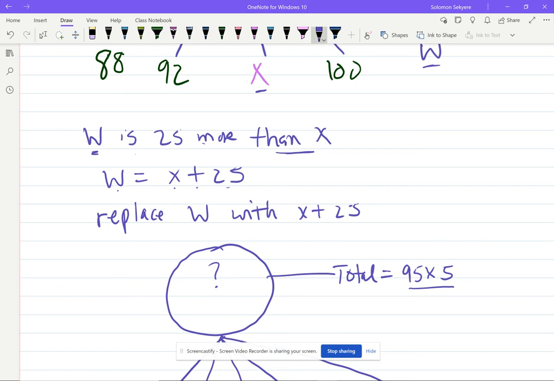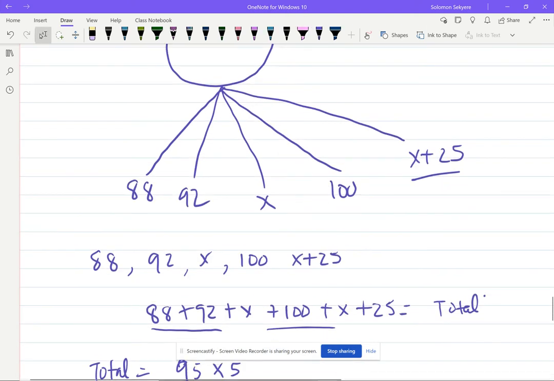Okay, so two sets of information. Now we are going to replace the leg that's W with X plus 25. It's the same thing, right? Wherever you see W, put X plus 25. You follow me? Okay, so now I have 88, 92, X, 100. And in place of W, because W is 25 more than X, I put it over here.